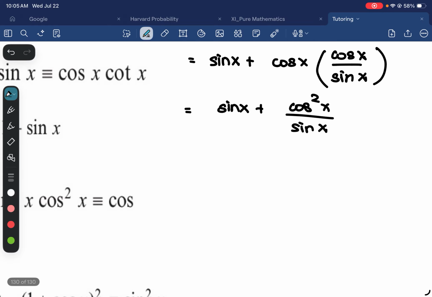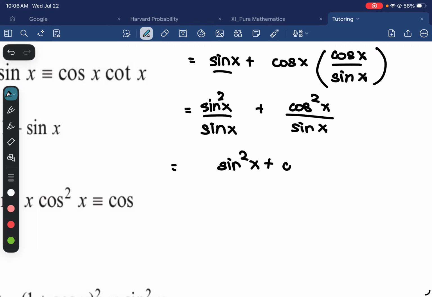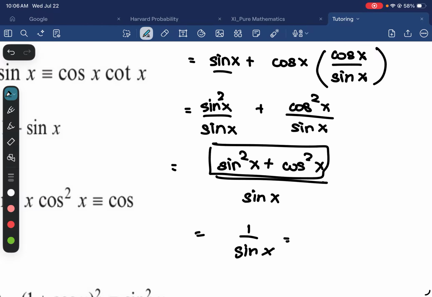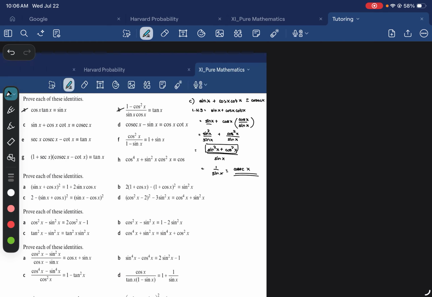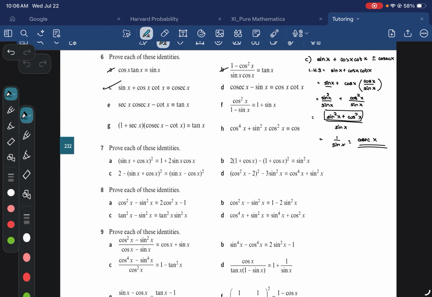Now let me write this with the common denominator. So here, I will multiply by sin x, and I will divide by sin x. Remember, sin squared x divided by sin x is sin x, which is what we have here. And then now I can add these things together. Sin squared x plus cos squared x over sin x. And the numerator simplifies to 1 over sin x, because this identity simplifies to 1. And then this gives me cosecant x, which is what we needed. So we have proven it. All right.